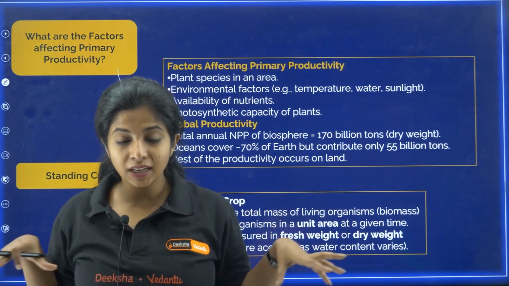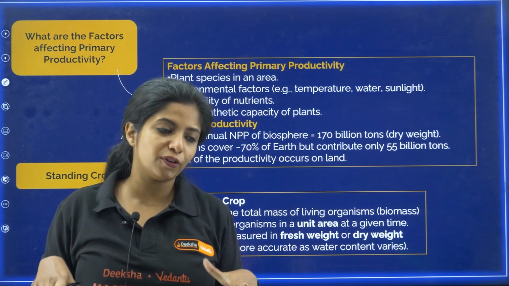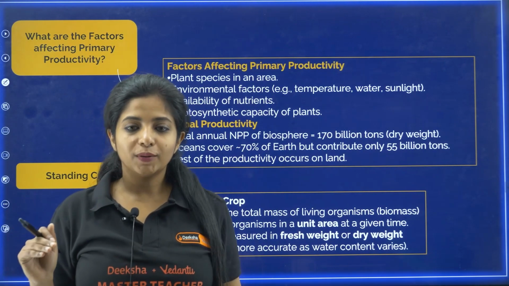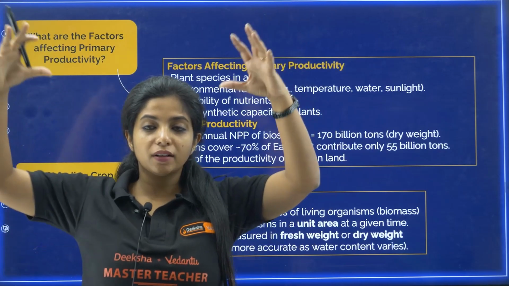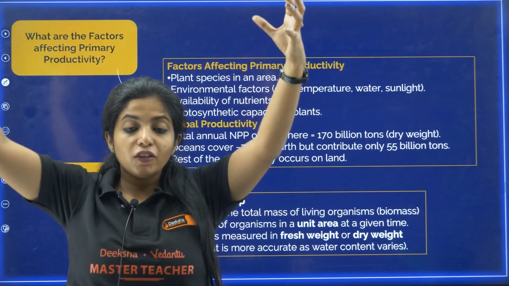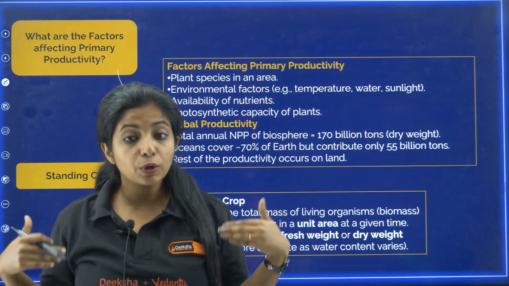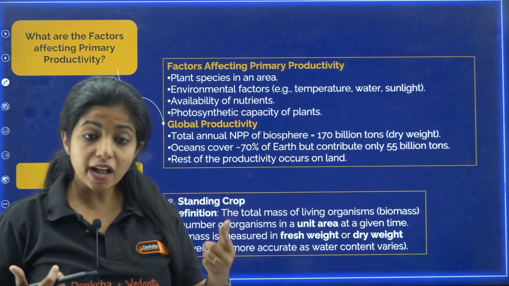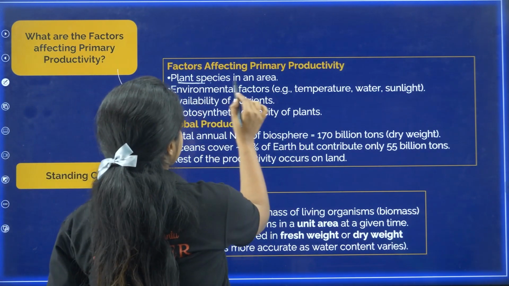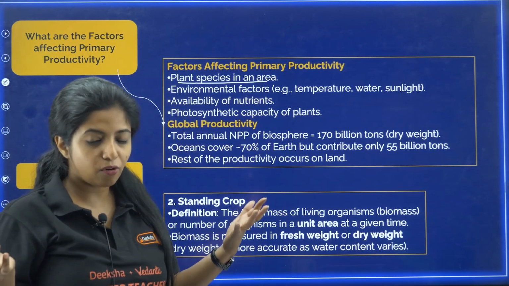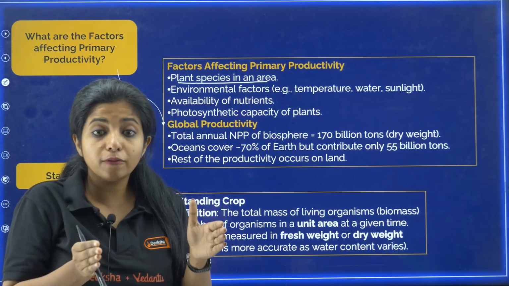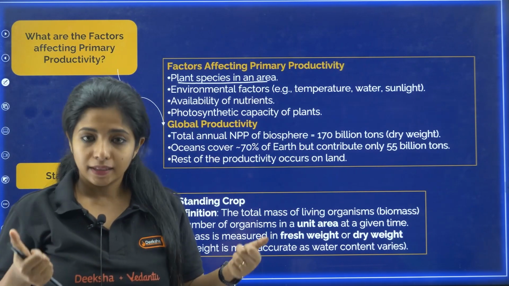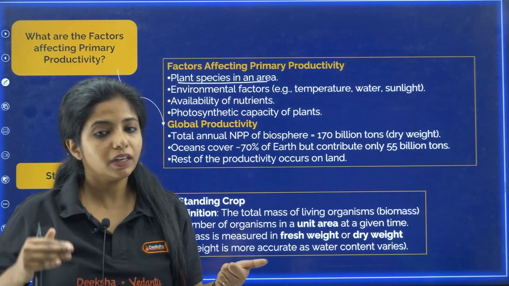Obviously, the plants in an area, the plant species in an area. For example, suppose there are two plants, and there are big plants about there. They are not able to take enough amount of sunlight. Will they produce a lot of things? No, my dear children. So plant species in an area, if you think that their photosynthetic capacity is less, or basically the amount of plant species that are there is less, obviously the primary productivity will also be less in that particular area.